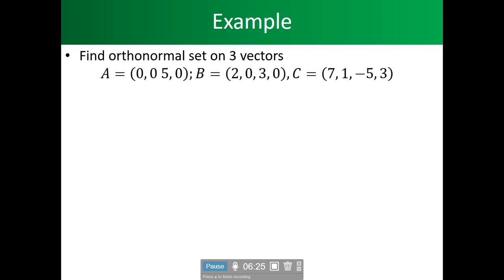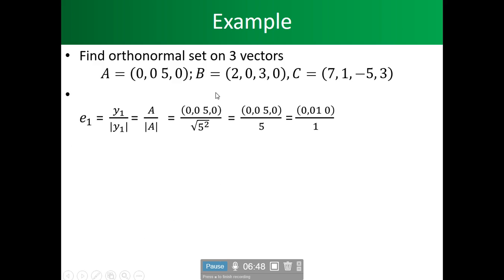Okay, so we're finished with that example. Should I pause and make another example and do number 5? No. Let me just try to finish this one. Let's find, again, the perpendicular orthogonal normal set of 3 vectors. Let's find the perpendicular sets of these 3. That's basically what it's asking.